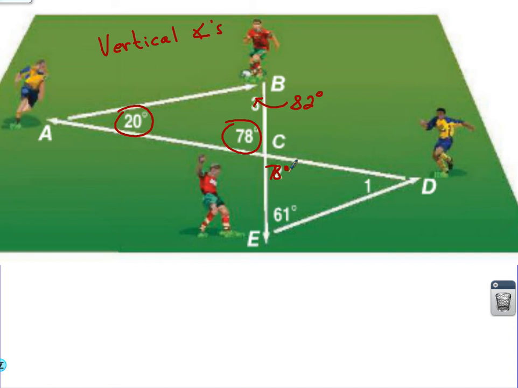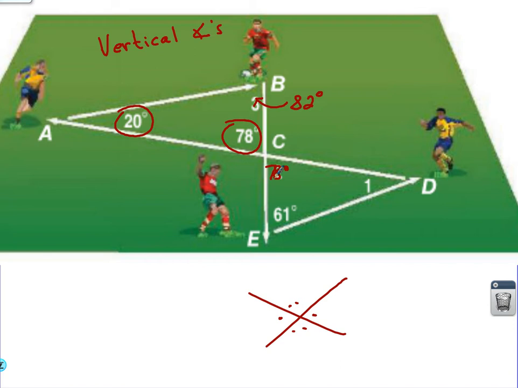Vertical angles, and y'all remember vertical angles? Anytime you have two intersecting lines, this angle, they're vertical. This angle, they're vertical. Vertical angles are always congruent. So do you see the 78 at the top? The angle straight across from it, since you have intersecting lines, will also be 78.